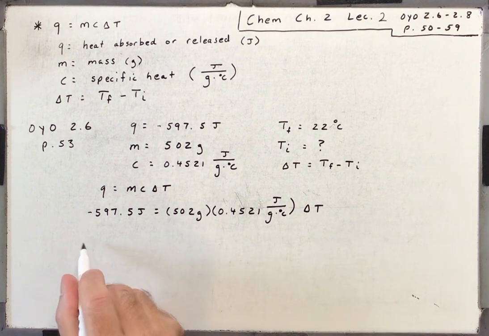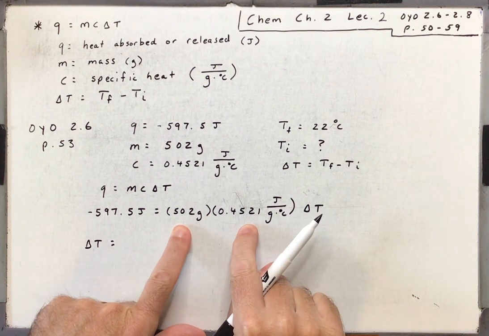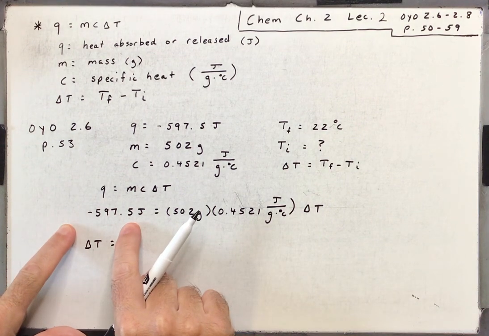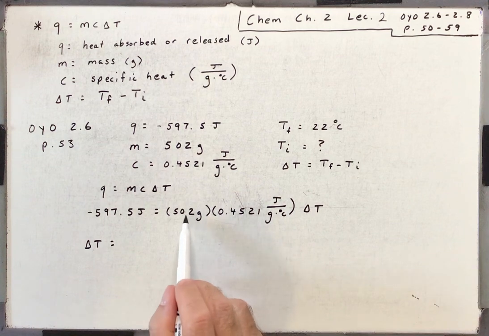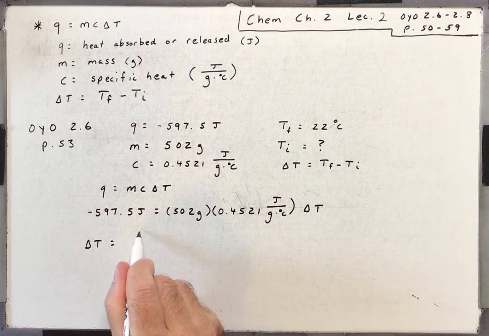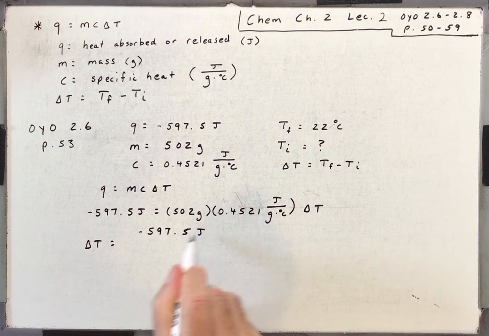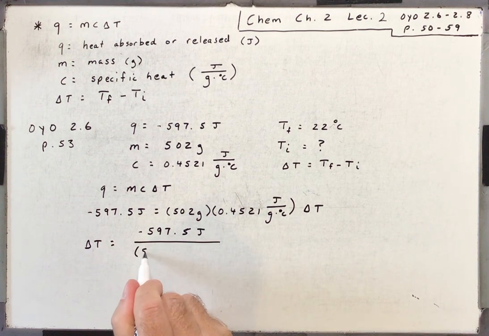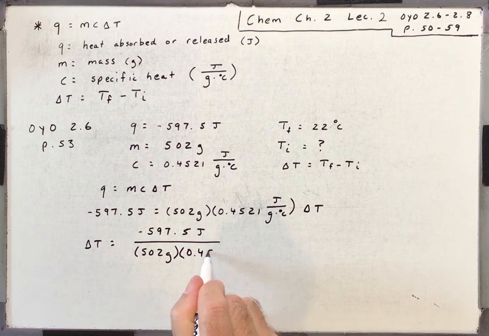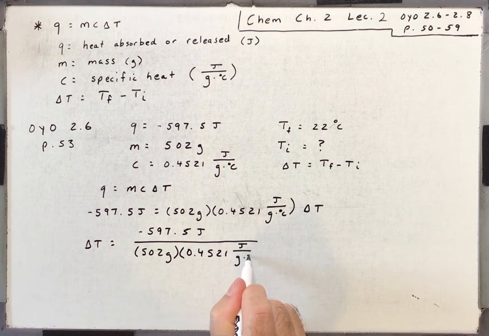In order to solve for delta T, think about it algebraically. You're going to pull this 502 times 0.4521 underneath the negative 597.5. That's just dividing both sides by 502 times 0.4521. So we'd have negative 597.5 joules divided by 502 grams times 0.4521 joules over gram times degree C.